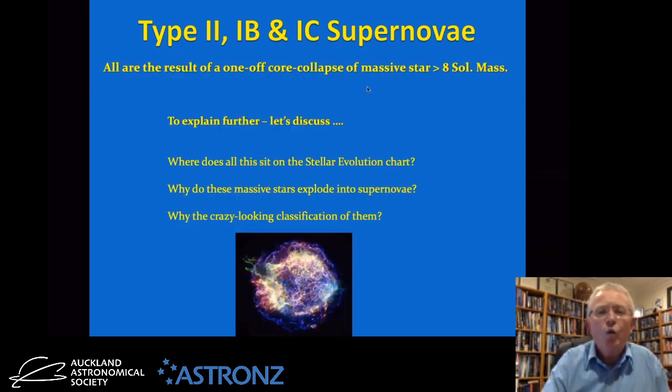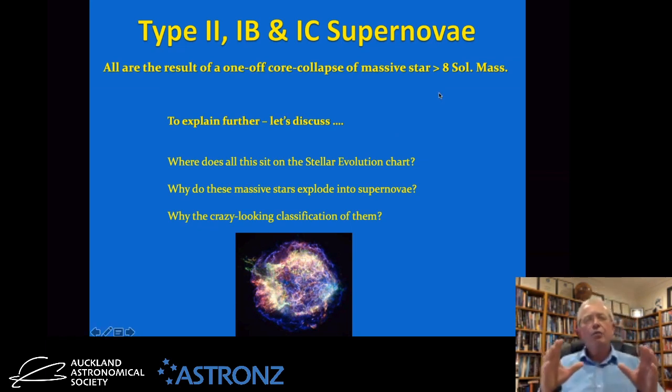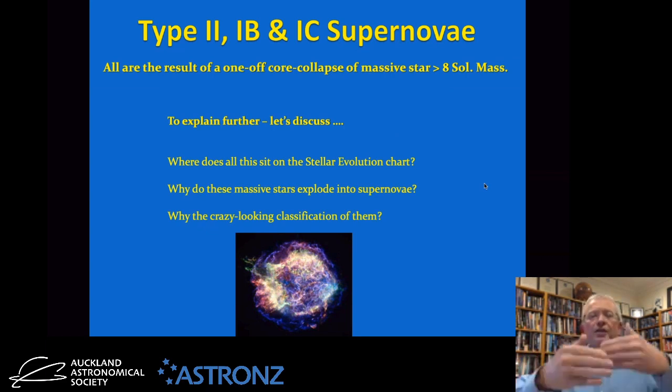So where does all this sit? You're getting a star greater than 8 solar masses that suddenly the core collapses and you start to get these supernovas, the type 2, 1b, and 1c. I've split this into 3 parts to explain what's going on in a logical way. Where does all this sit on the stellar evolution chart? Why do these massive stars explode into big supernovae? And why the crazy looking classification of them? Addressing these 3 issues will slowly get you to realize what's going on and why they are classified as they are.